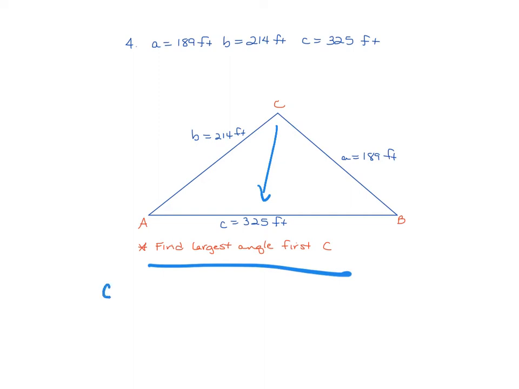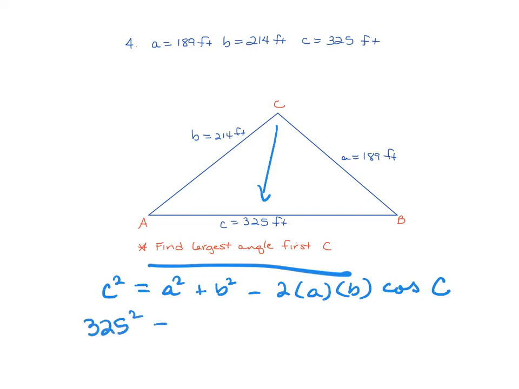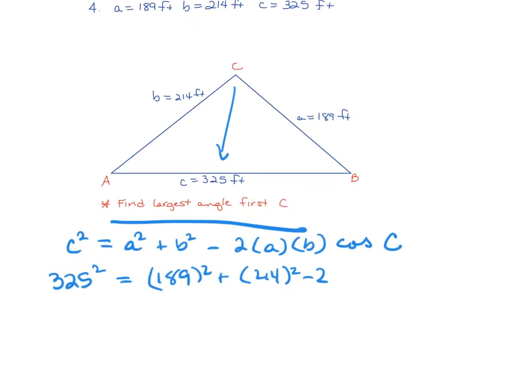So again, I'm going to use c squared is equal to a squared plus b squared minus 2 times a times b times the cosine of C. So let's replace what we know. So we know little c is 325. I'm going to square that. Little a is 189. Little b is 214. And now I'll multiply 2 times a times b times the cosine of C.